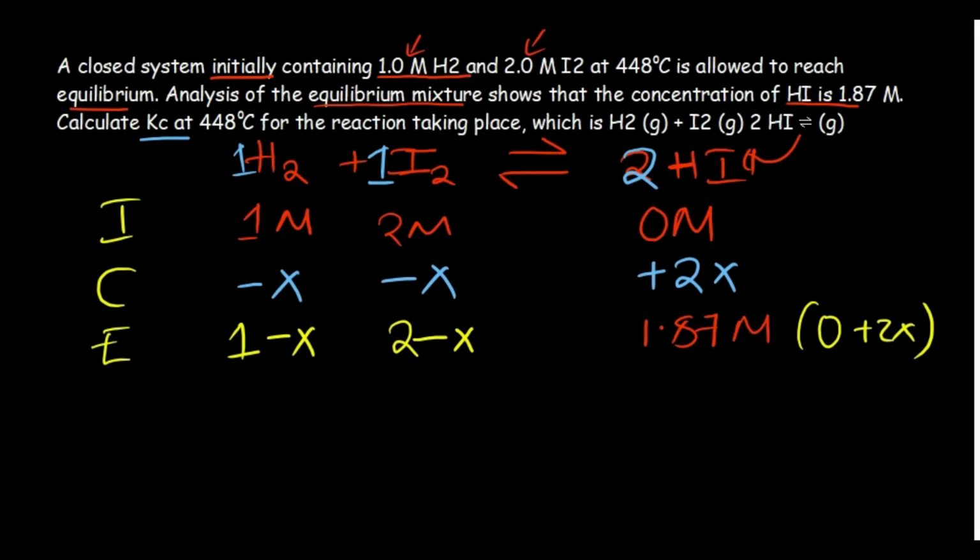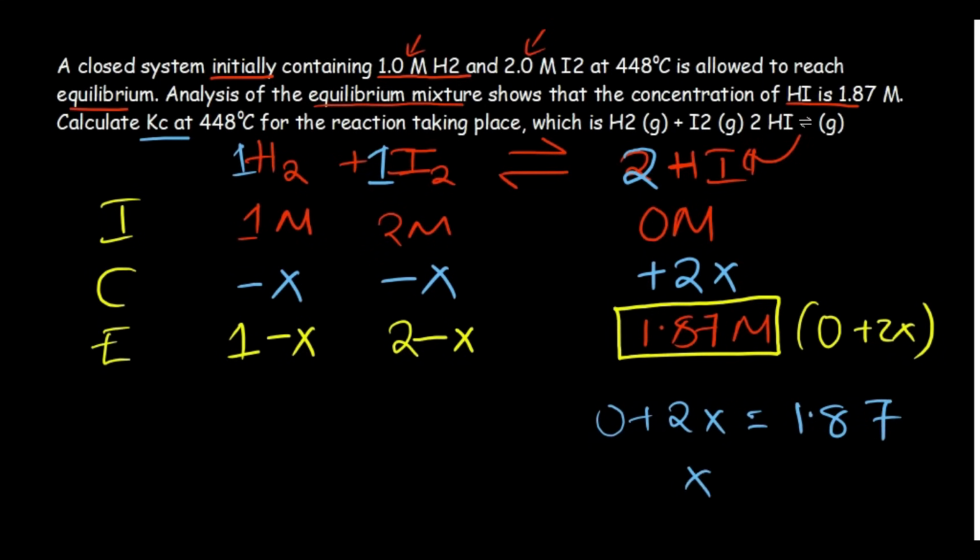Now, the good part about this one is the actual concentration has also been given, so we're able to find the value of x. So we'll say 0 plus 2x is supposed to be equal to the equilibrium concentration, which has been given to be 1.87. So we're able to determine the value of x, which will help us determine the equilibrium concentration of the other reactants, because we're using the value of x. So 1.87 divided by 2 will have a value of 0.935. Okay, we can substitute there to find the equilibrium concentration.